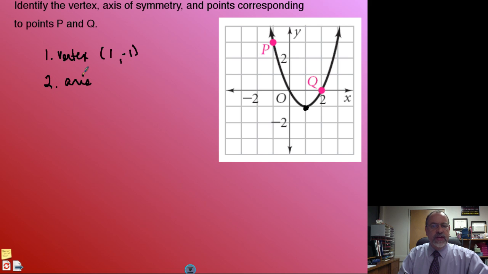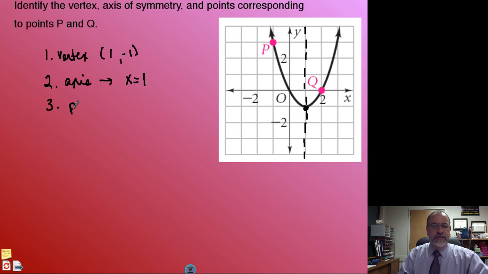The second thing it asked me to do was the axis of symmetry. Again, the axis of symmetry is always the equation of a line: x equals, and it's a vertical line that goes through the vertex. If I was to sketch it on here, it would be a line that goes right down here. Now what's the equation of that line? Well, the equation of the line is x equals, and all you have to do is look at the x-coordinate of the vertex. It's going to be the same because that point is on this line, so it has to be 1.